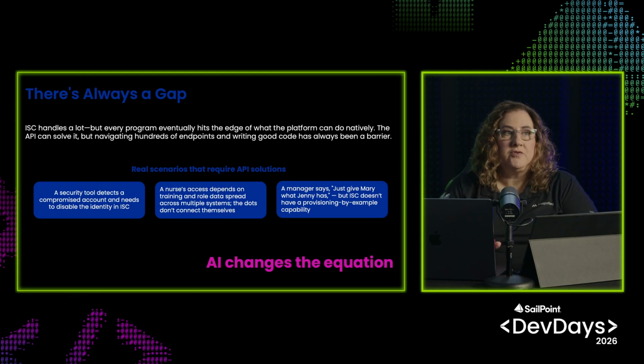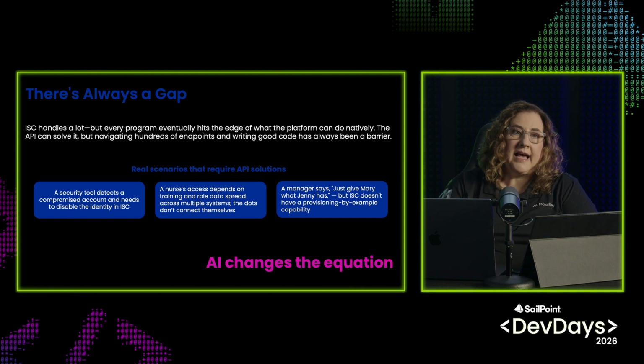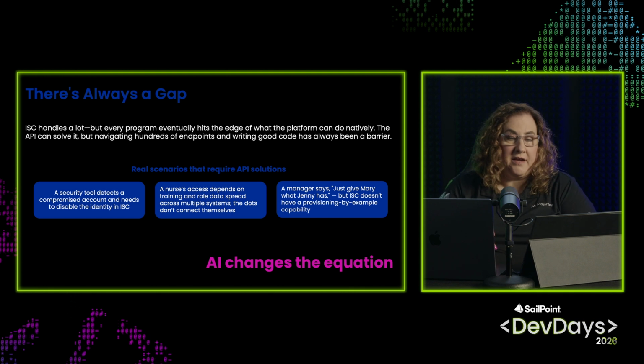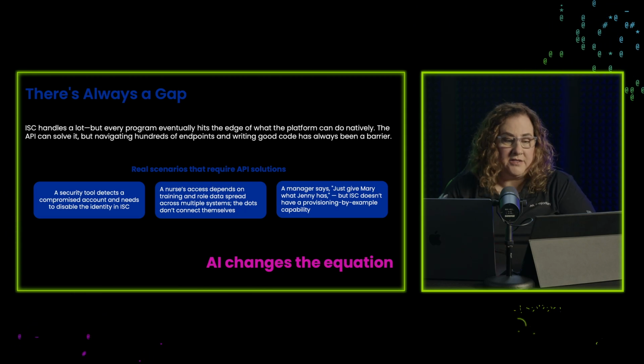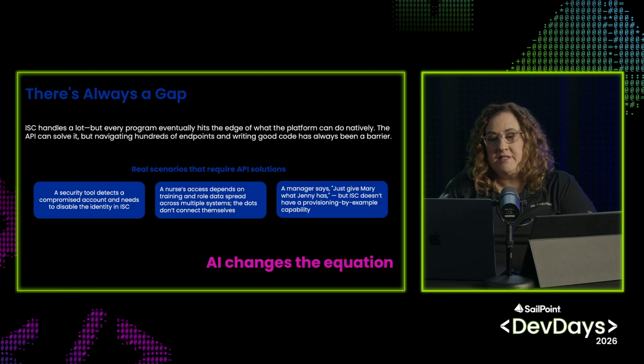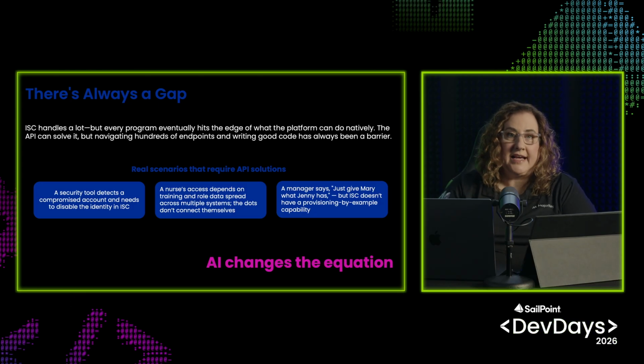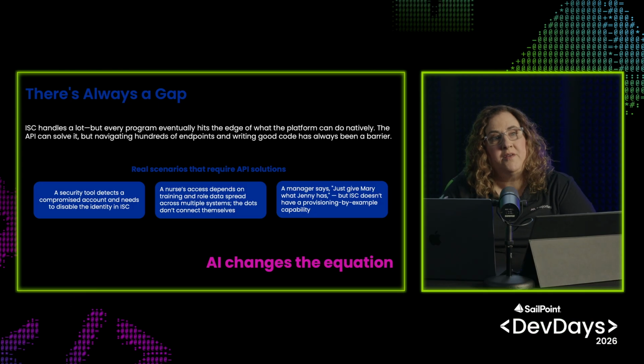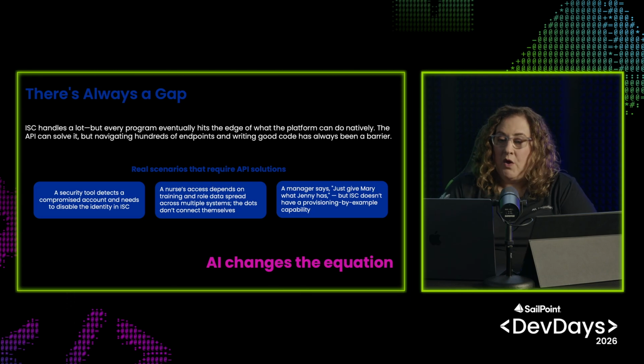Your security tool detects a compromised account and wants to immediately disable the user, or a nurse's access depends on whether their training is in compliance or not. Or the favorite is the manager says, just give Mary what Jenny has. We know the tools don't do that, but how can we accomplish those things? We can use AI to change the equation and solve problems like this in a much more approachable way.